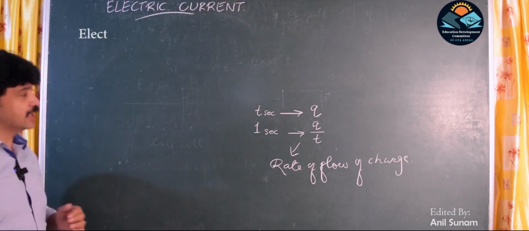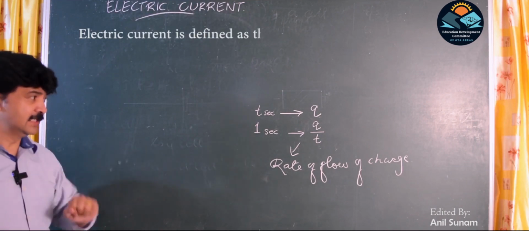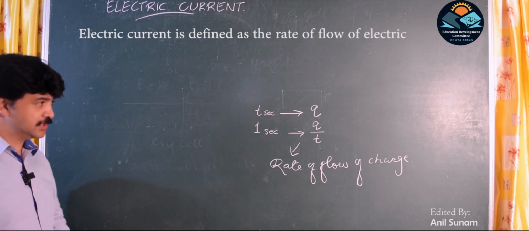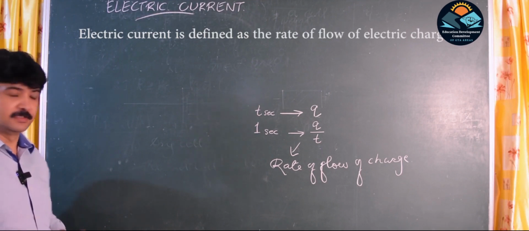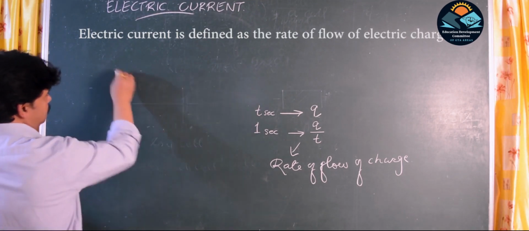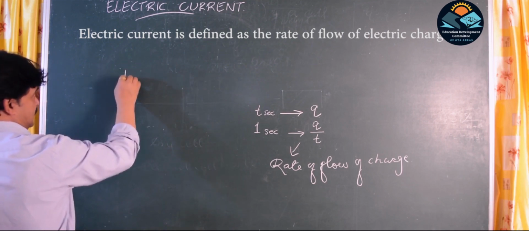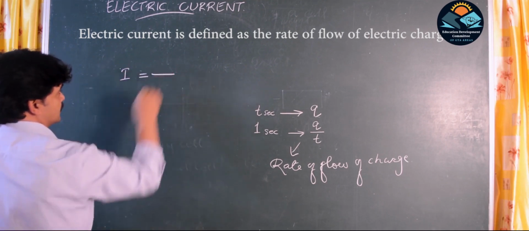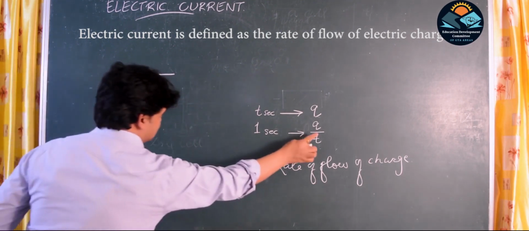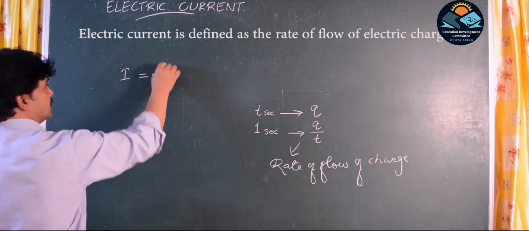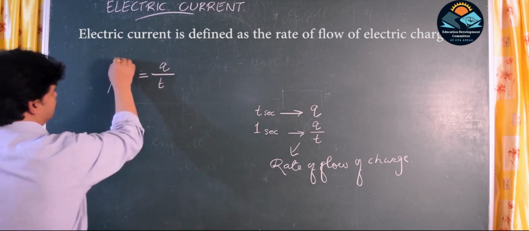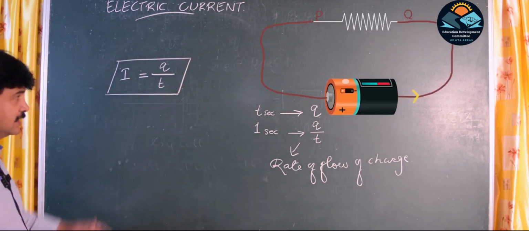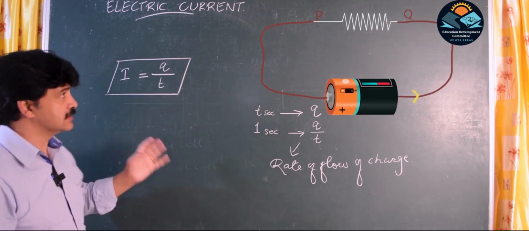So electric current is defined as the rate of flow of electric charge. And the formula for this is, if I be the current, then it is the rate of flow of charge. Isn't this the rate of flow of charge? So it is Q by T. So this is the formula for electric current. Now let's see its direction also.